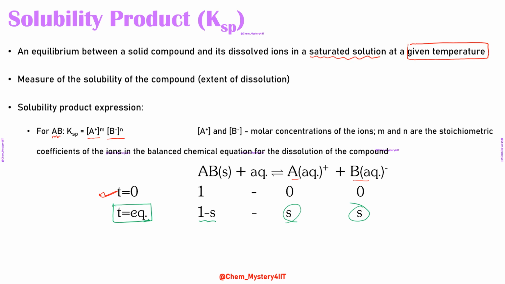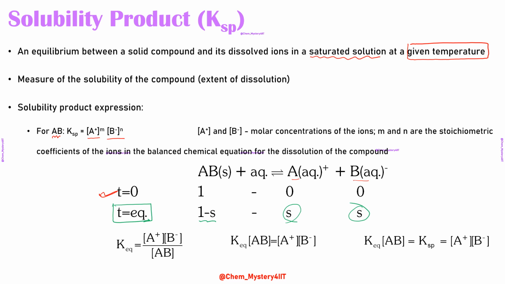Now this A+ and B- ion being generated can be related with this equilibrium, because at equilibrium, K equilibrium is defined as the concentration of A times the concentration of B divided by the concentration of AB. Because AB is solid, its concentration is supposed to be unity. We can rewrite K equilibrium times AB as a new constant, which is basically Ksp. So Ksp is defined as the concentration of A times the concentration of B. This was a general expression for an AB kind of compound.